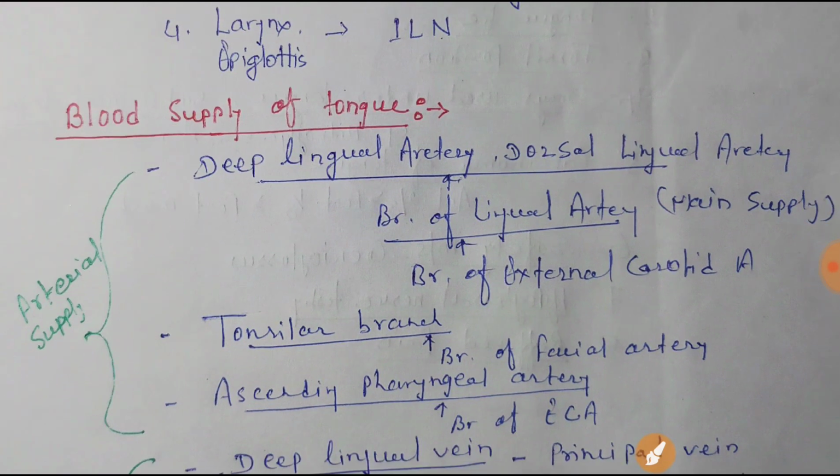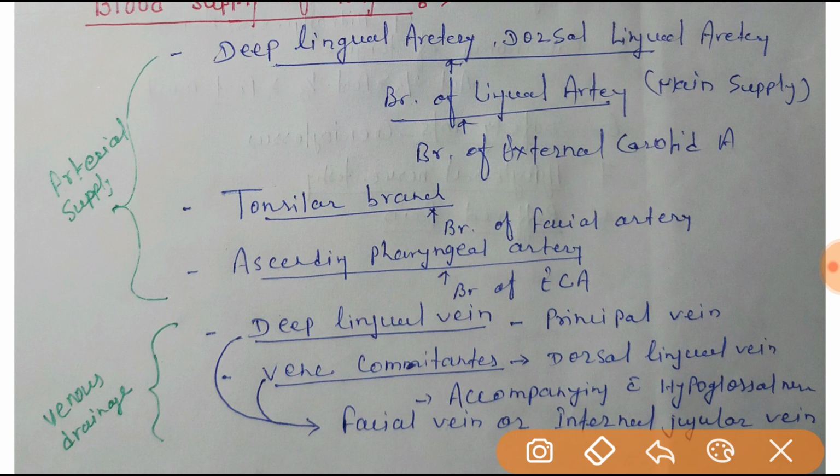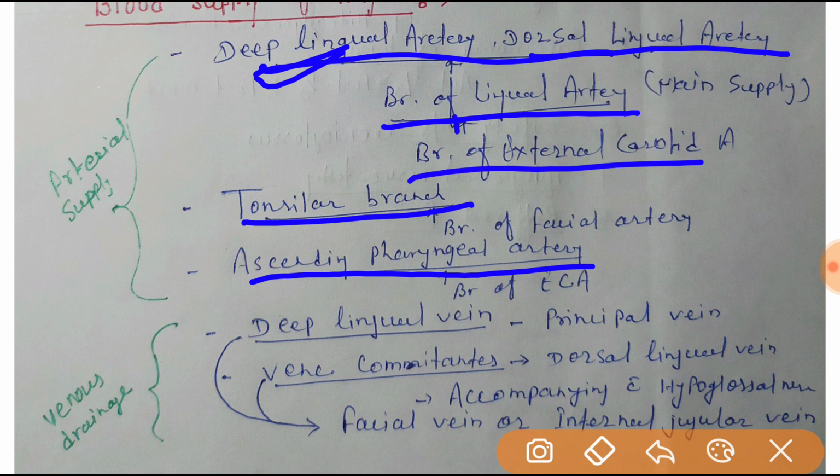Next, the blood supply of the tongue. Blood supply includes the arterial supply and the venous drainage. The arterial supply comes from the deep lingual artery, tonsillar branch, and ascending pharyngeal artery. The deep lingual artery, or dorsal lingual artery, is the main supply, and the major part of the tongue is supplied by it. It is a branch of the lingual artery, which is a branch of the external carotid artery.